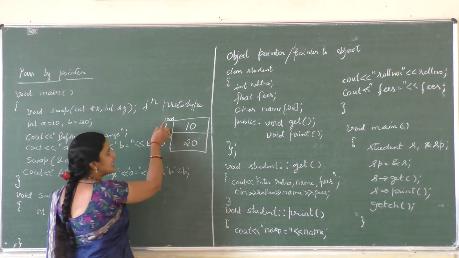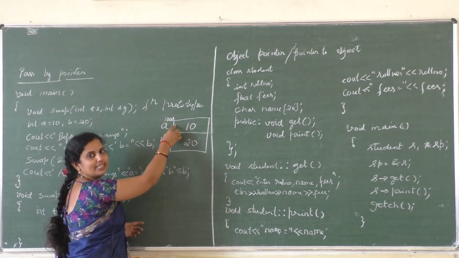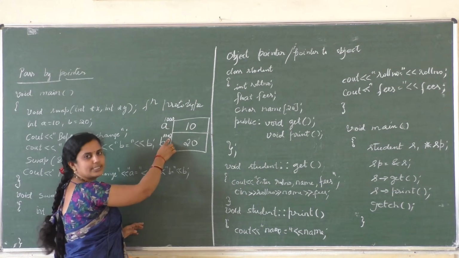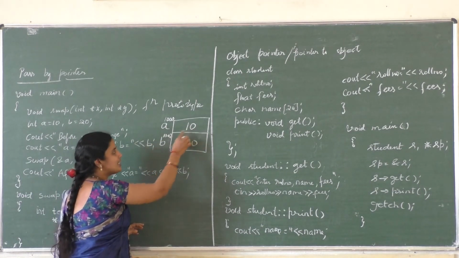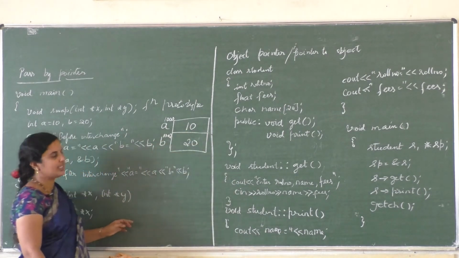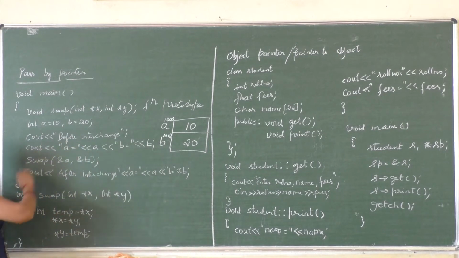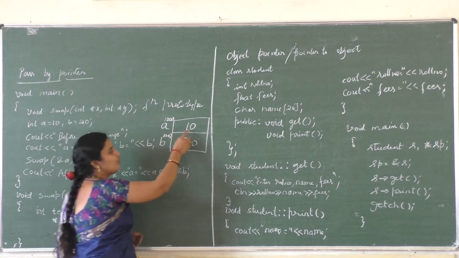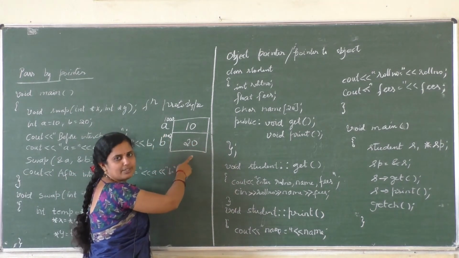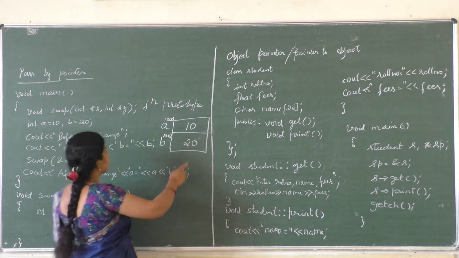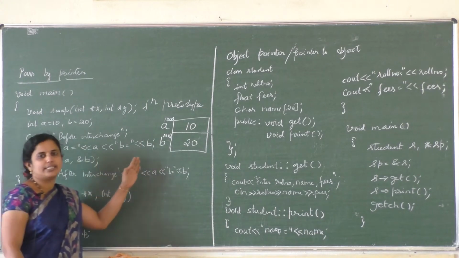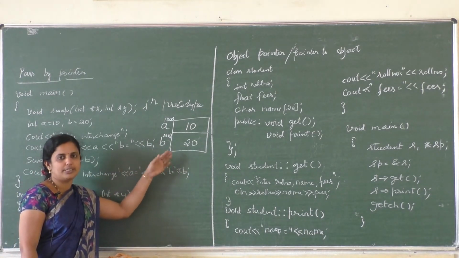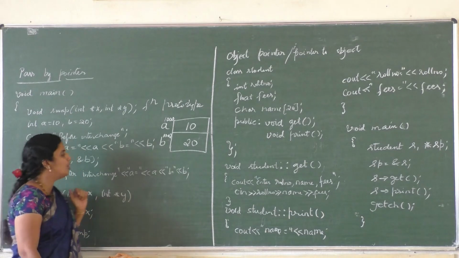Now you can see the memory addresses. a's memory address is 1000, b's memory address is 1002. a's value is 10, b's value is 20. Before interchange, what are the values of a and b? Before interchange, the value of a is equal to 10, the value of b is equal to 20, because we have not interchanged the values yet, so the values are the same.